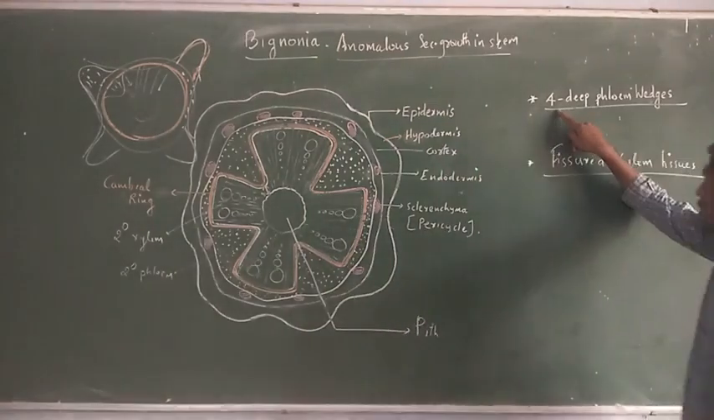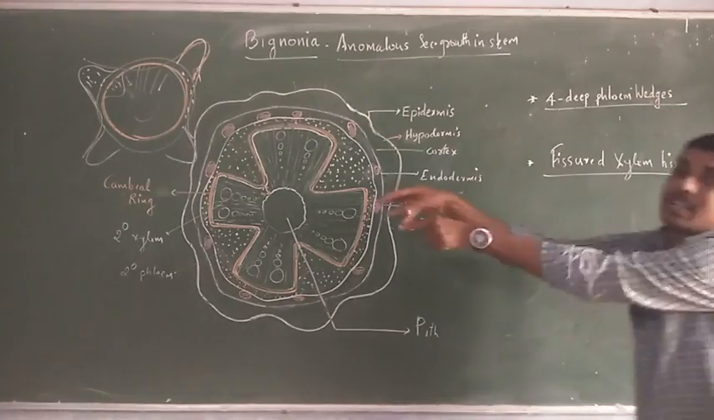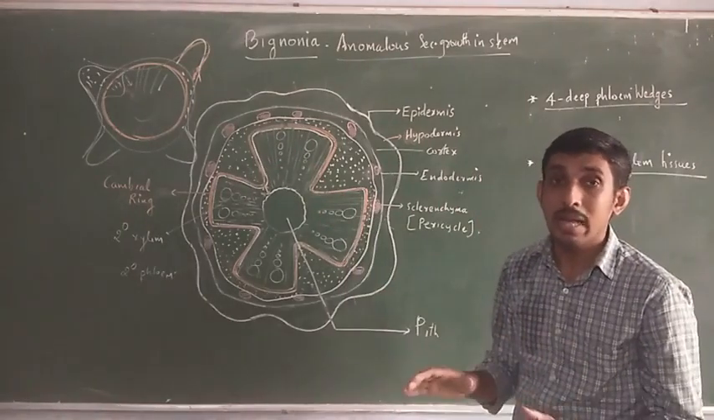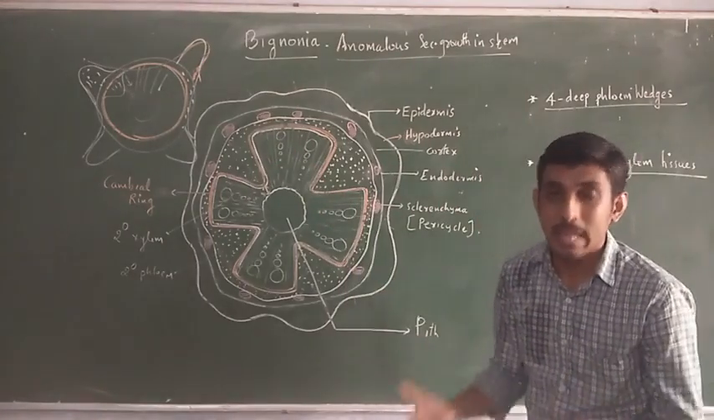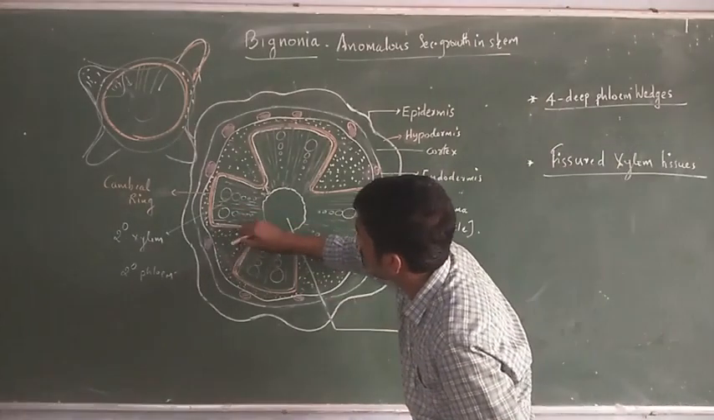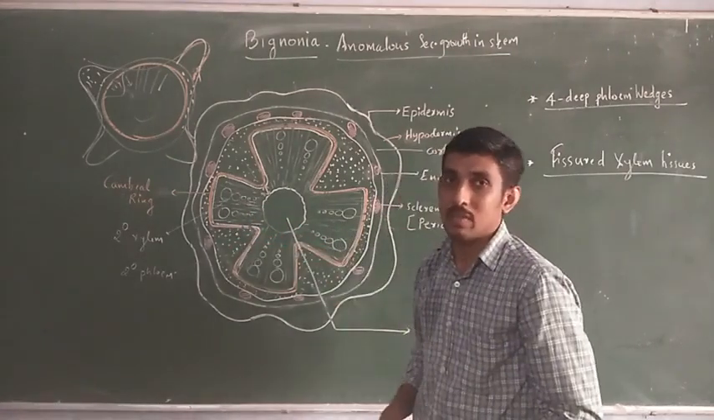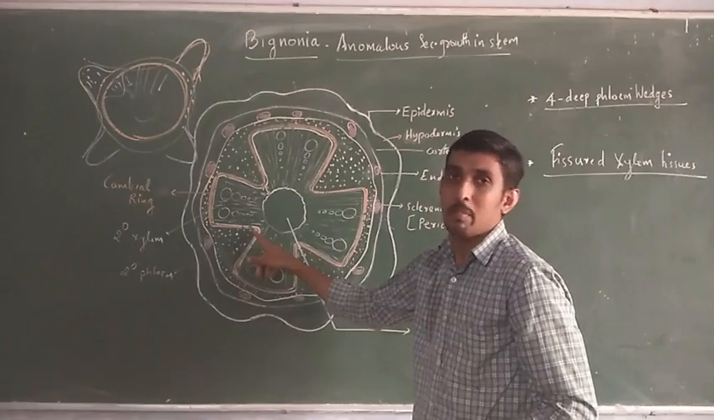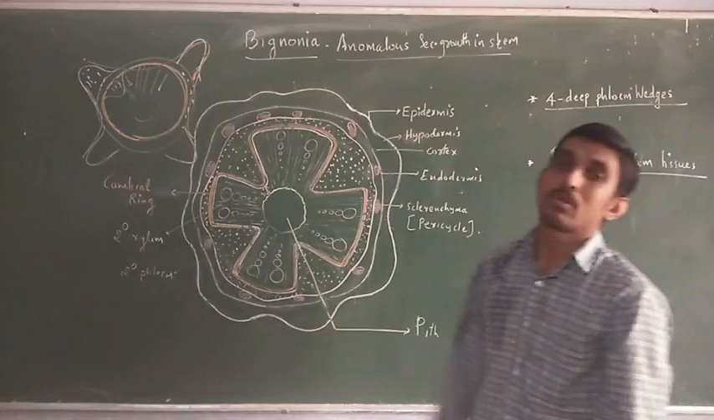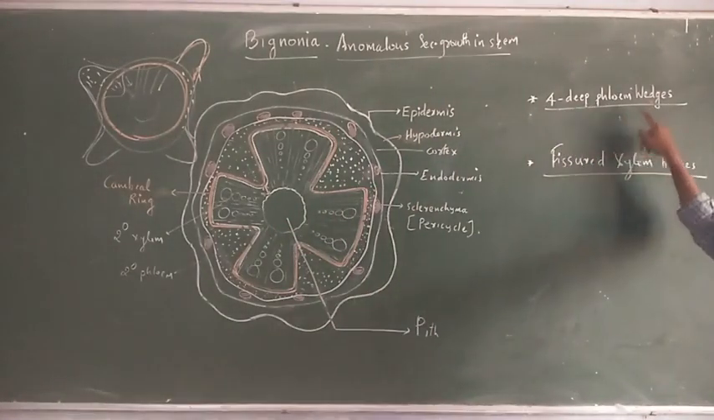So that is the presence of 4 deep phloem wedges that are penetrating into the xylem tissues. If the cambial ring shows normal activity, then this area gets filled by xylem tissues like this. But here it shows an abnormal activity, that is, at some areas the cambial ring produces more secondary phloem towards the outside and less secondary xylem towards the inside. Due to that reason, we get 4 deep phloem wedges.